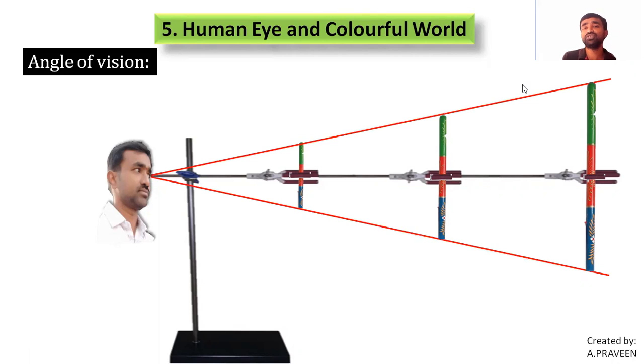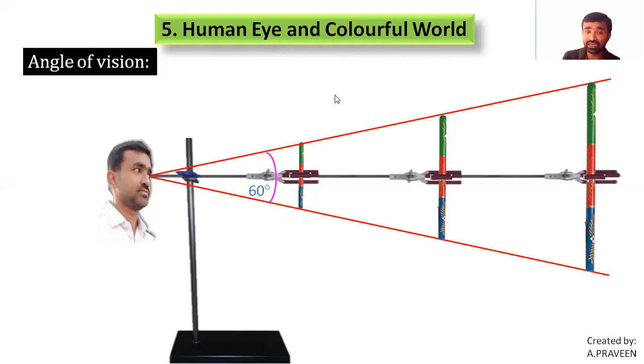Then what to do? Just you need to measure the angle here between the threads. That angle we can call the angle of vision. See here. I'm measuring the top and the bottom threads, which we connected using the threads. That angle I am measuring here. That angle I noticed with the help of a protractor is 60 degrees. So what I got with the help of a protractor? If I measure that angle, I got 60 degrees.